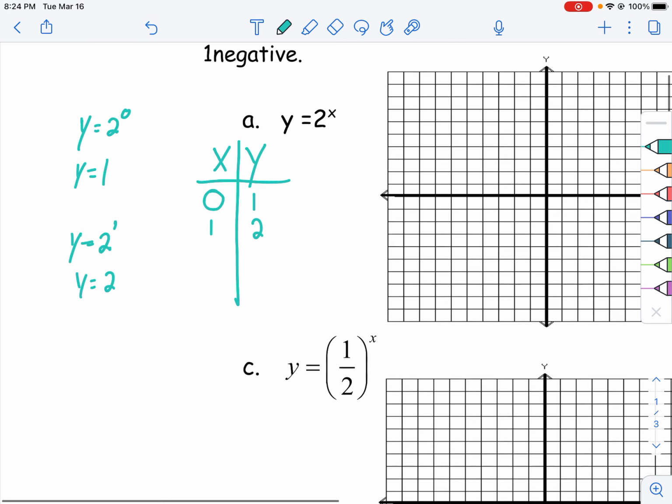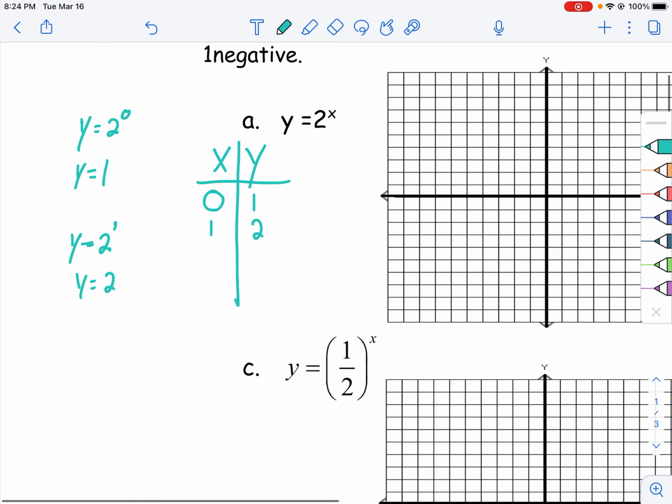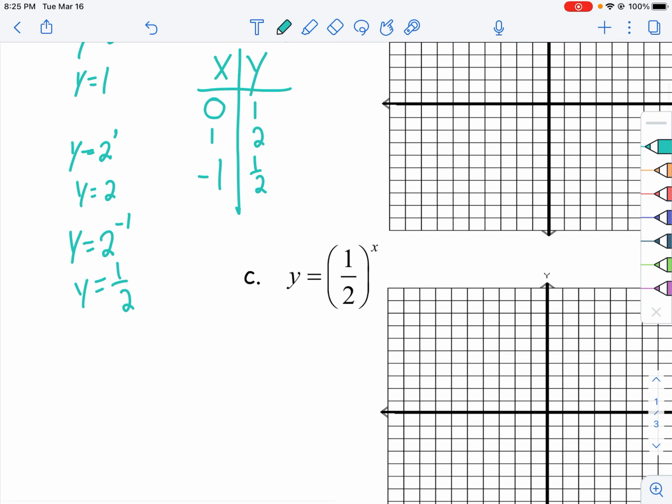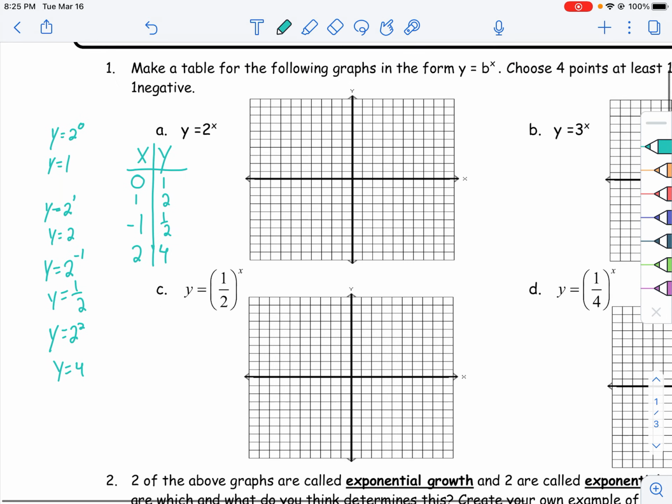So we have a 2. Let's go negative now. So y equals 2 to the negative 1. That would give us y equals 1 over 2. So when we plug in negative 1, we get 1/2. And then it wants 4 points, so we'll go one more positive here. So let's go 2. y equals 2 squared, which is y equals 4. And so now we can graph these points.